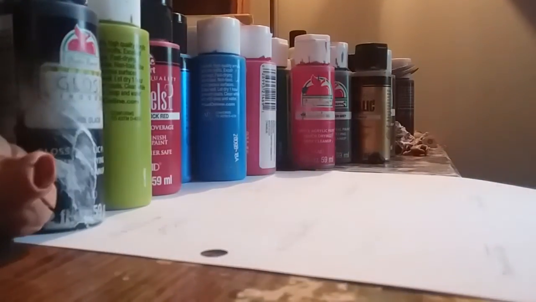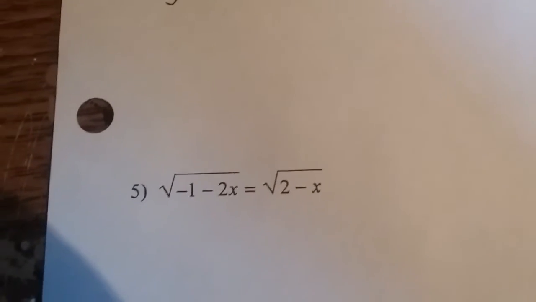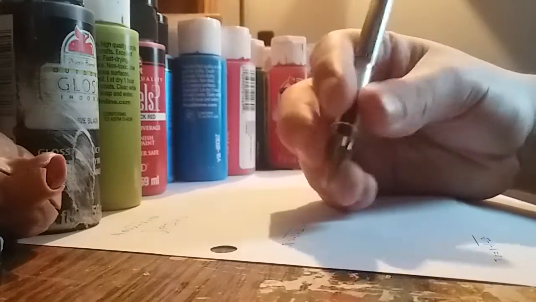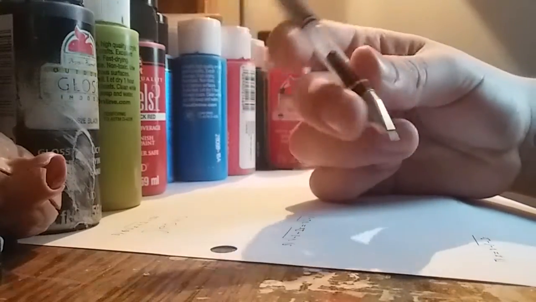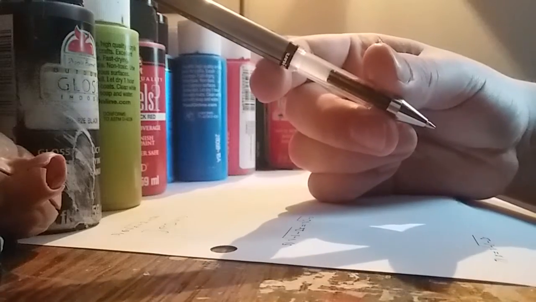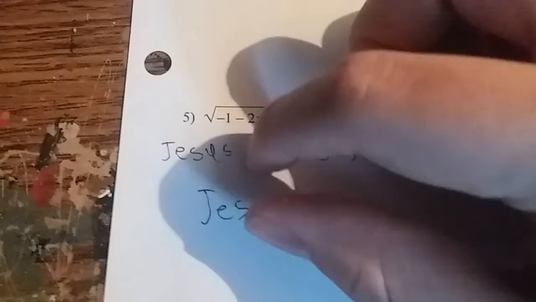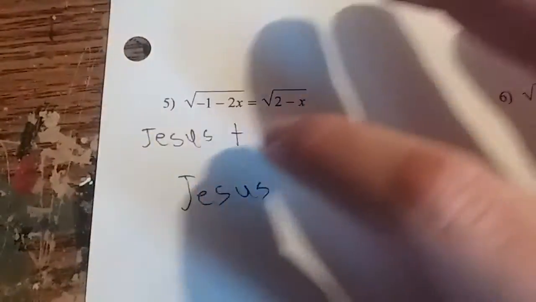So now let's move on to 5. I don't know why I put the camera down. Square root of negative 1 minus 2x equals the square root of 2 minus x. I'm trying to figure this one out, so this does require some work, so I'm going to pause this, and when I come back, I will give you guys the answer. Alright guys, so I did the math here, and I figured out that if you add Jesus and you add another Jesus, it should equal Jesus. So number 5 is Jesus.